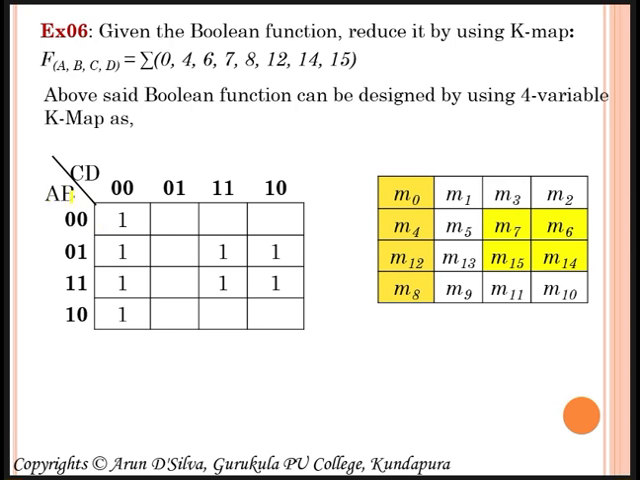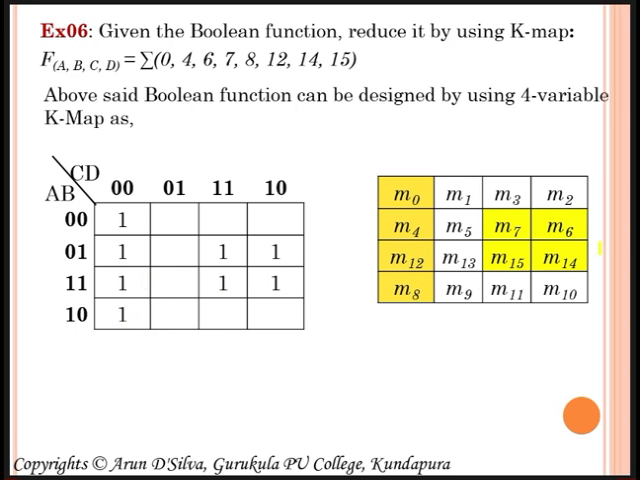As you know, AB I have taken in the row wise variable, CD I have taken in the column wise. The AB's reflected code is 00 01 11 10 and CD's reflected code is 00 01 11 10, and all the logical ones I placed according to the mean term designation which is shown in the question. So that is 0, 4, 6, 7, 8, 12, 14 and 15.